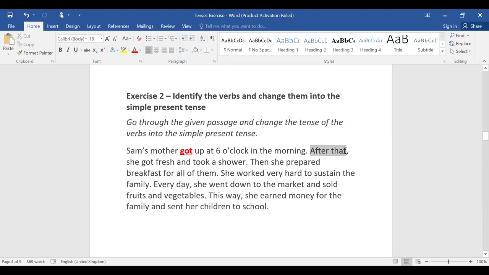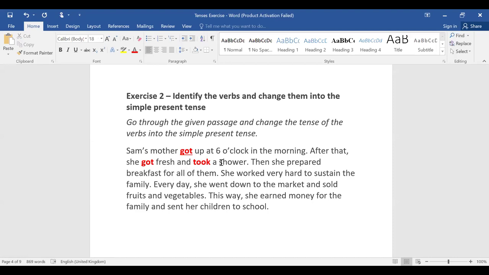The second sentence starts from after to shower. After that, she got fresh and took a shower. What are the verbs in this sentence? Got and took. Yes. What about shower? In this context, it's a noun. Thank you for that observation. In this context, shower has not been used as a verb, but rather as a noun.